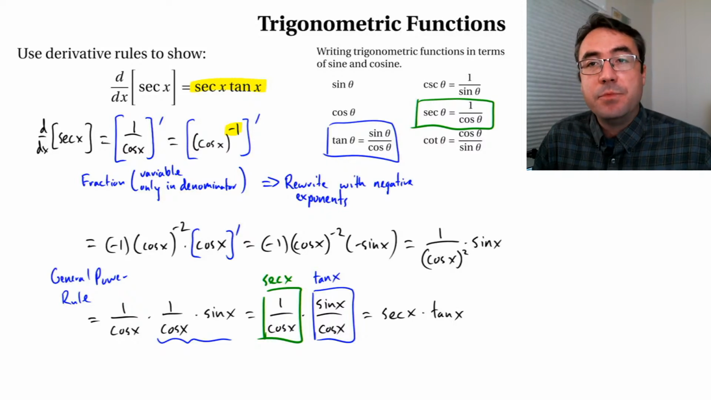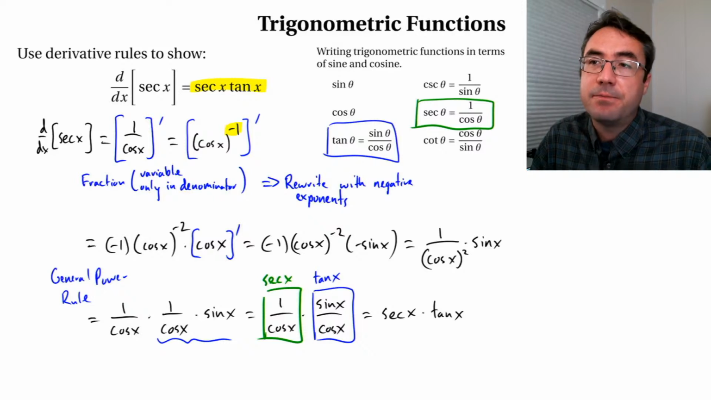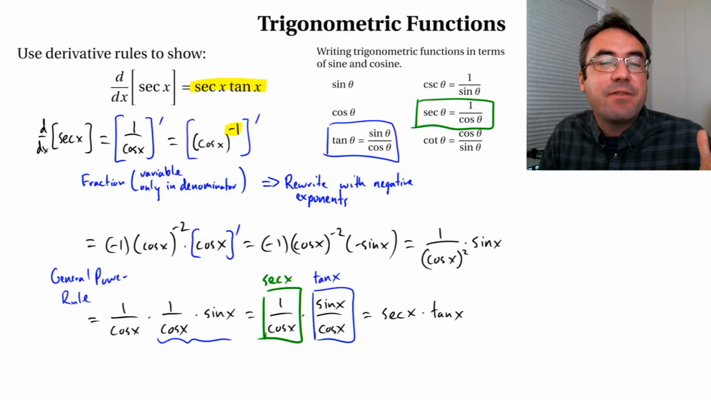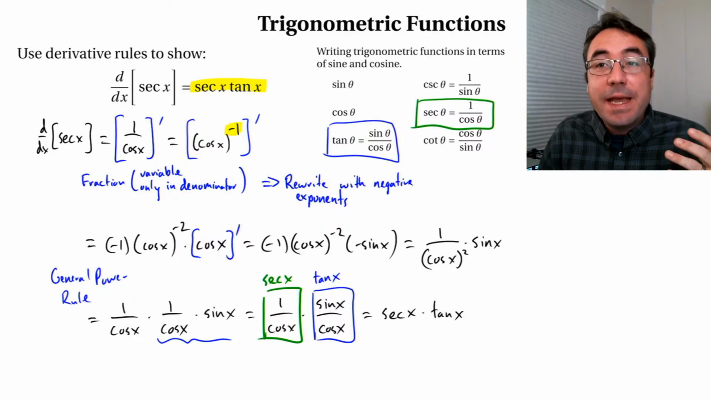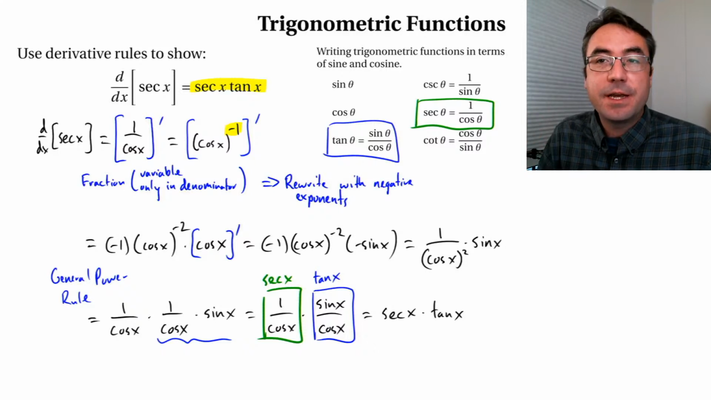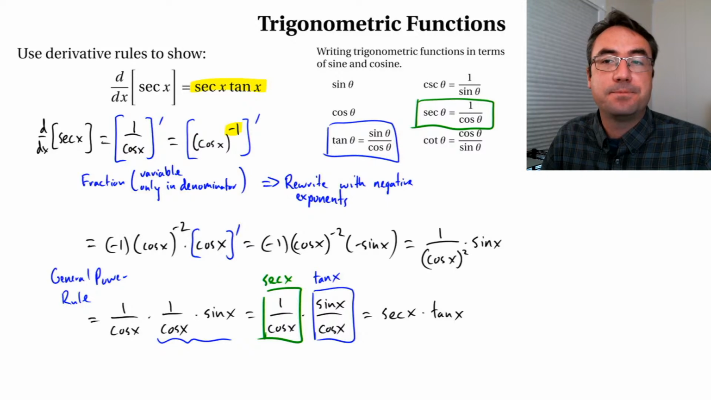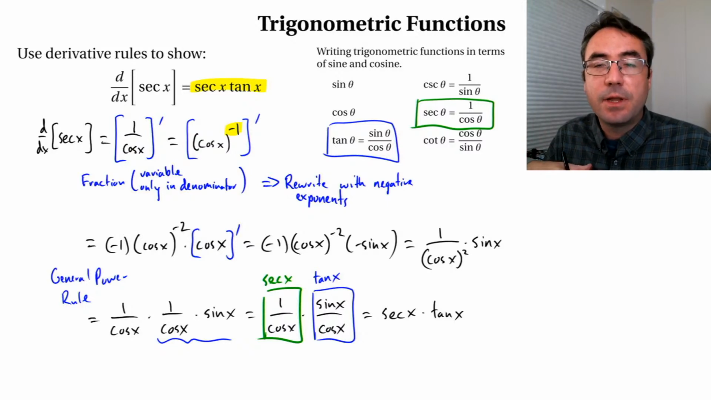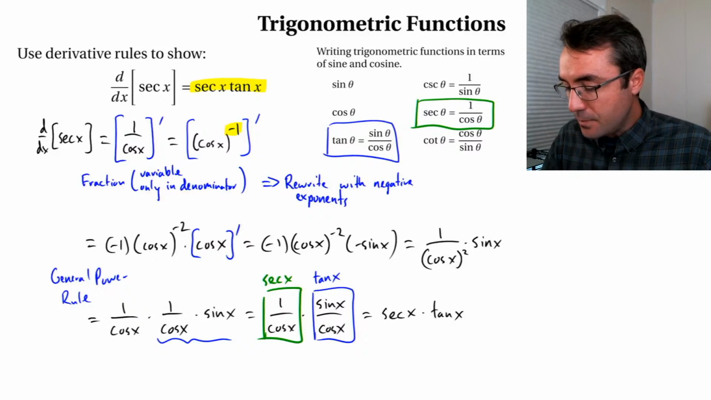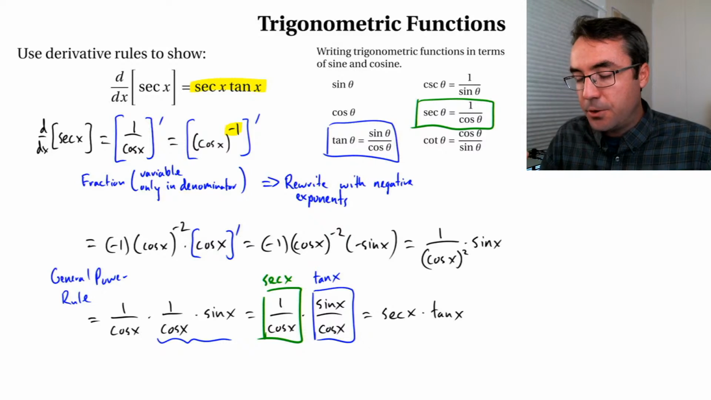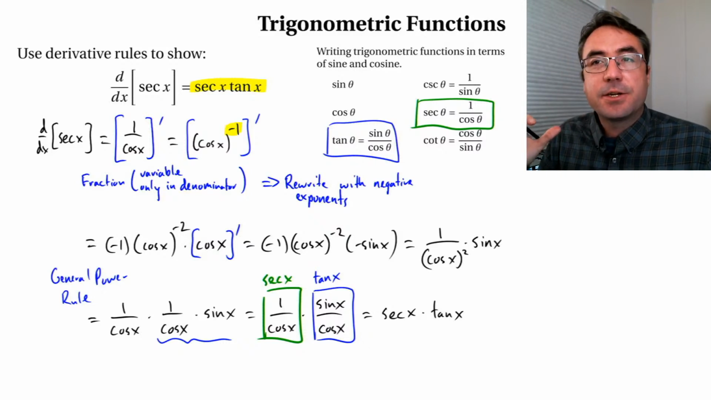So knowing the derivative of secant, it's helpful still just to have it memorized, but we can prove it using our product rule, quotient rule, or chain rule. Just like we did last time for tangent, we could use quotient rule to show what the derivative of tangent is.